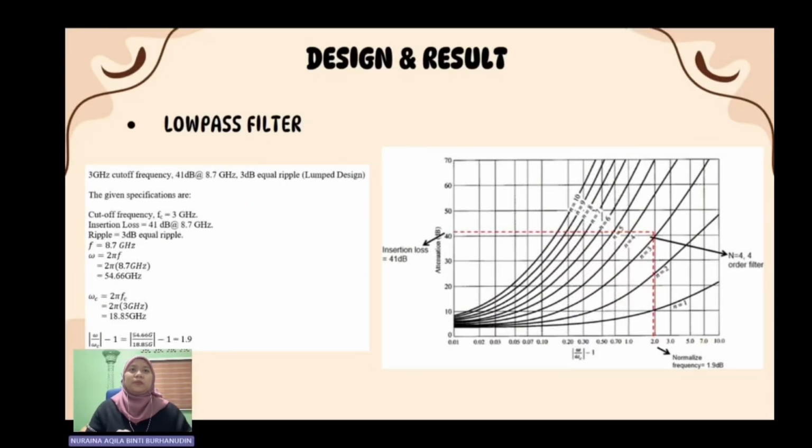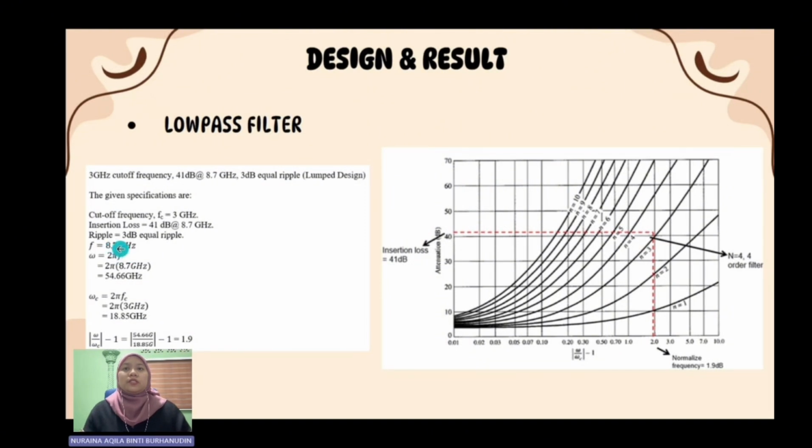Assalamualaikum warahmatullahi wabarakatuh. My name is Nur Aina Akila binti Burhanuddin, and today I will explain the design and result for the low pass filter for task 1. For task 1, the specification is a 3 GHz cutoff frequency, 41 dB at 8.7 GHz, and 3 dB equal ripple. From the specification, the cutoff frequency is 3 GHz, the insertion loss is 41 dB at 8.7 GHz, and the ripple is 3 dB. And for the frequency, we can conclude that it is 8.7 GHz.